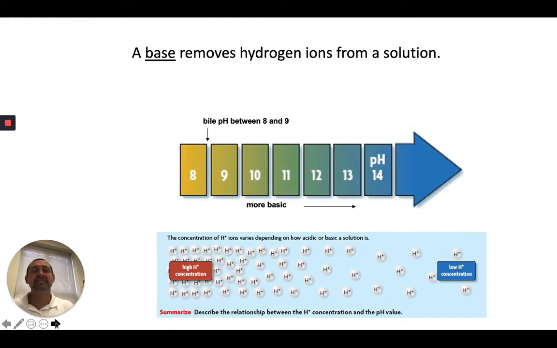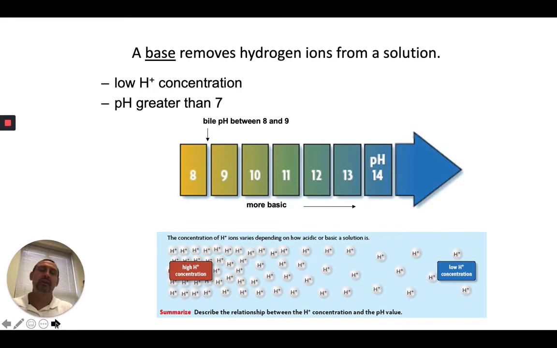A base is the opposite. Bases have a low hydrogen ion concentration. In fact, they have a higher OH concentration. So the OH has a negative charge. But strong bases do the same thing. They're still looking for stability. They're still dissolving materials because they're trying to be stable. Those atoms need to be stable. So a low hydrogen concentration, and it's measured as a pH of greater than 7.